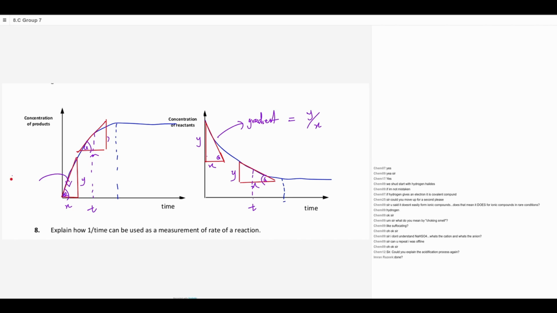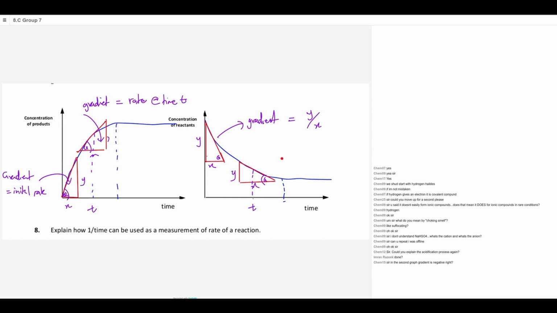Let me copy this. Here the gradient equals the initial rate. Here the gradient equals the rate at time t.